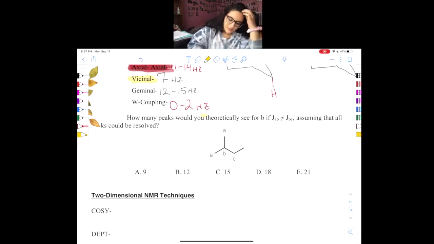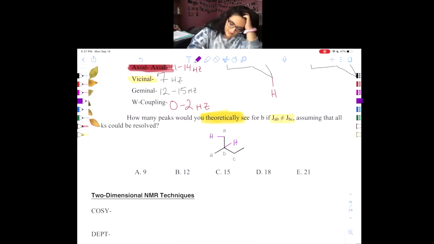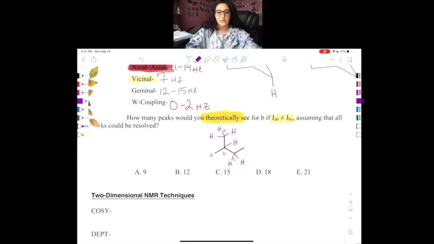So for this kind of question, I want you to immediately see and highlight the word theoretically, and then JAB does not equal JBC. This is very important because when you actually look at HA, HB, and HC, you can see that they would actually, in reality, all be completely equal. And the reason for this is because there's no different hybridizations going on. Everything is normal. But he's saying theoretically, if they were different, what would the multiplicity be?